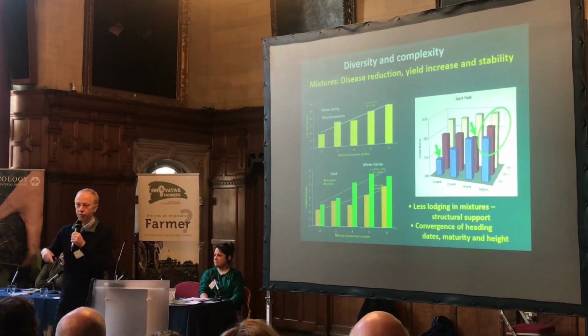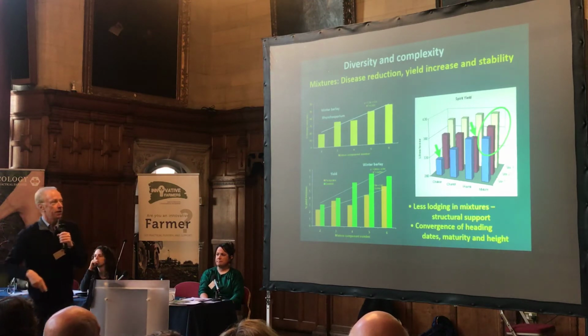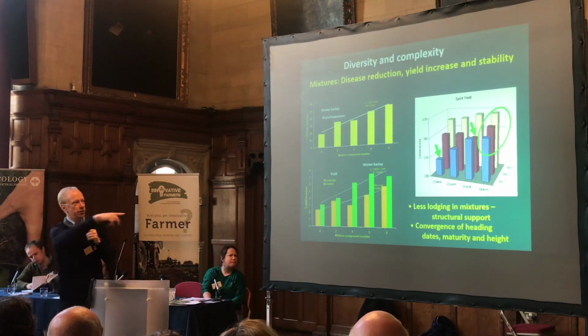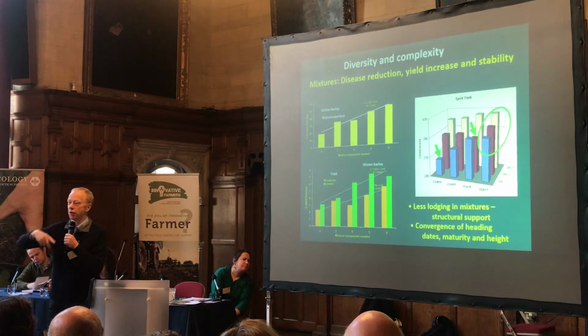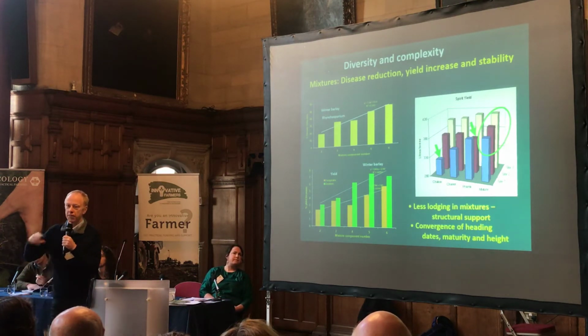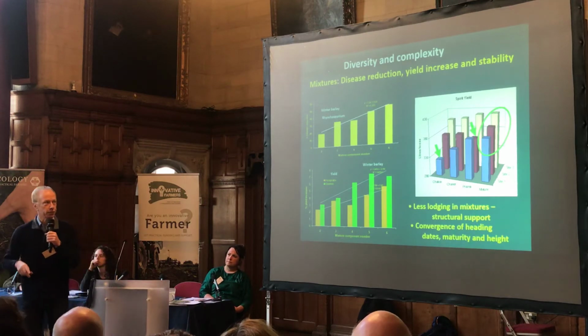That's a function of the complexity. It comes through in yield, which is the green bars at the bottom, but even if you use fungicide in this case, you still get positive interactions compared to the mean of the components. So you get benefits from these interactions.